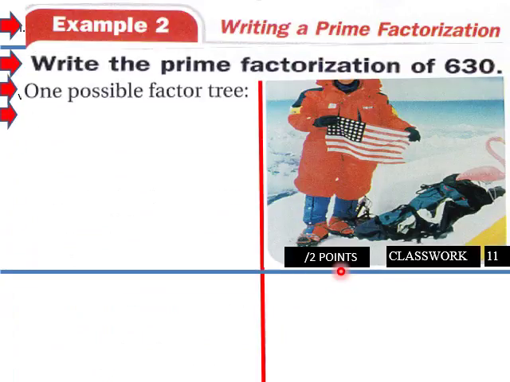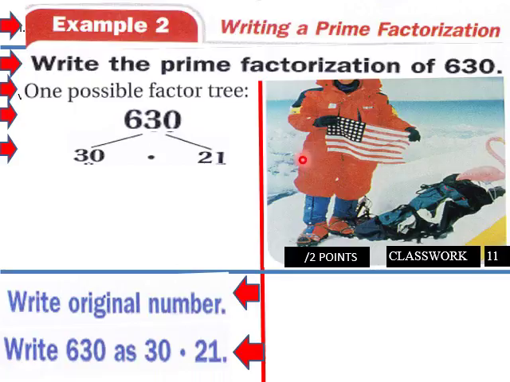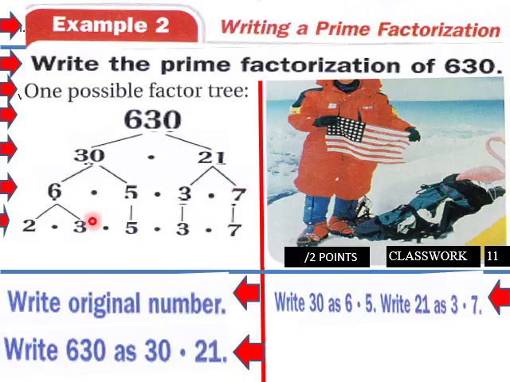Write the prime factorization of this number here, a rather large number, 630. And then here's a possible factor tree. Write the original number, which is 630. You start here with 30 and 21. This is a possible factorization. And then we break down each one of these beginning factors. And then we keep breaking it down, and then here's your prime factorization for 630.